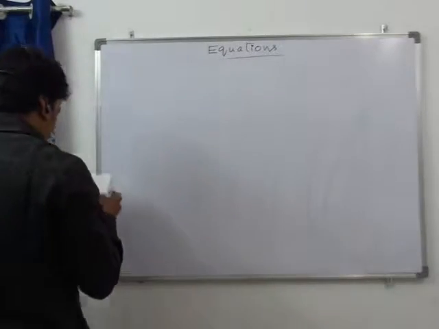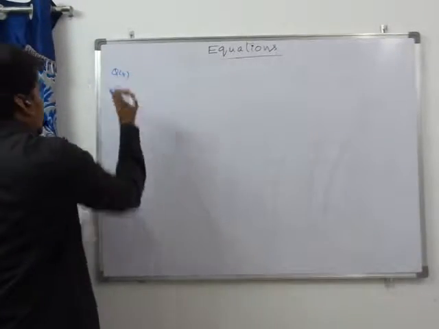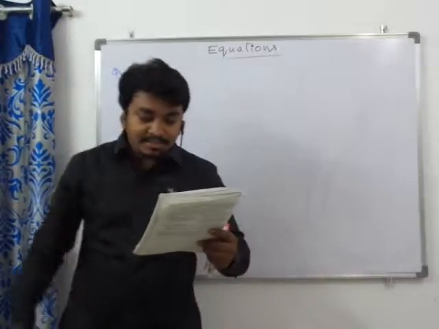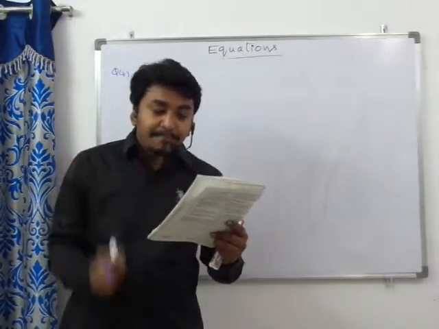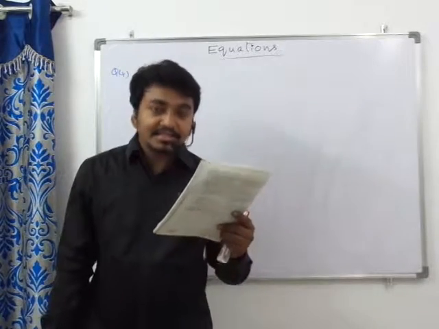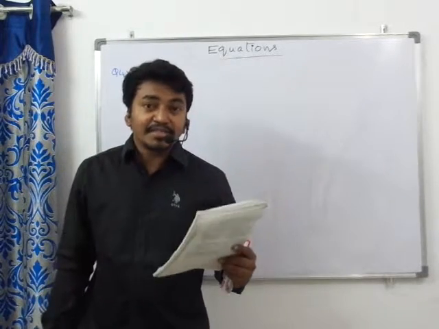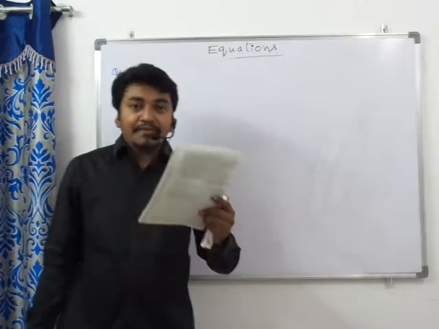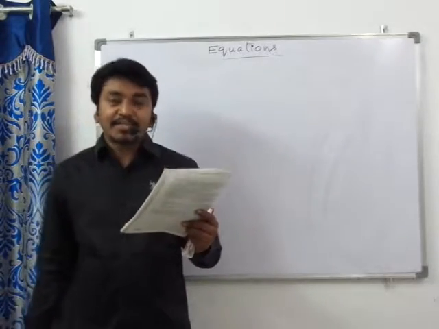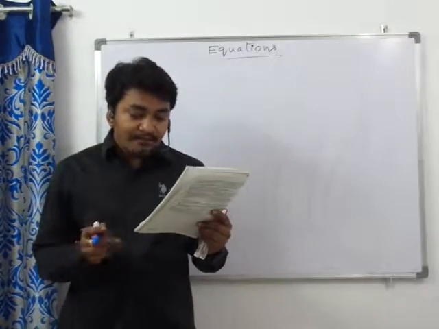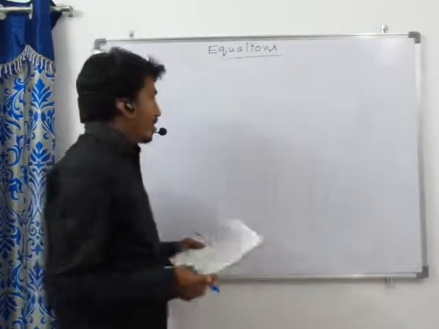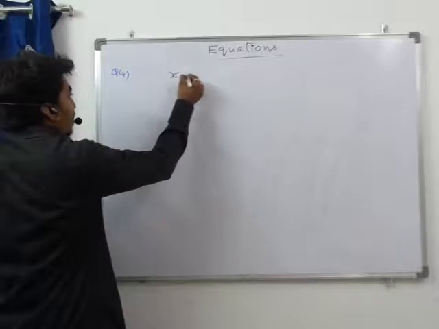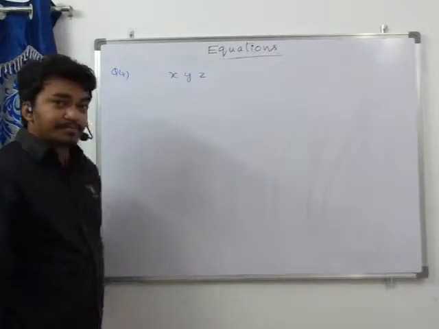Next, question number 4. The question is, the difference between a 3-digit number and the number obtained by interchanging the digits at hundreds place and units place is 198. If the sum of the digits at hundreds and ones place is 4, find the digits at hundreds place and units place. So, if you see the question, we will have a 3-digit number, xyz.